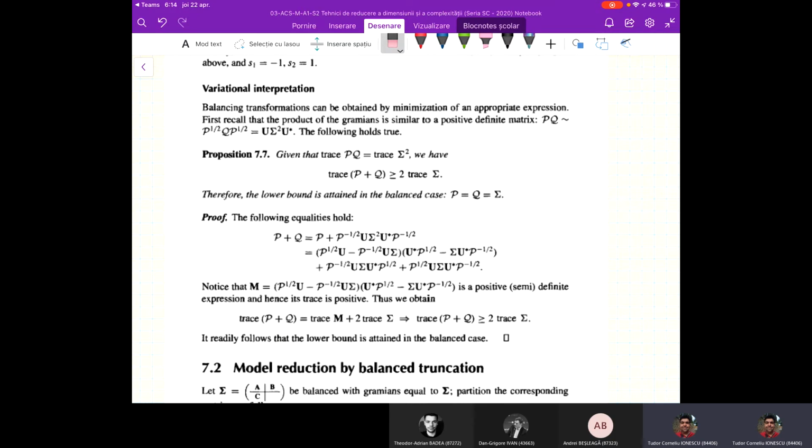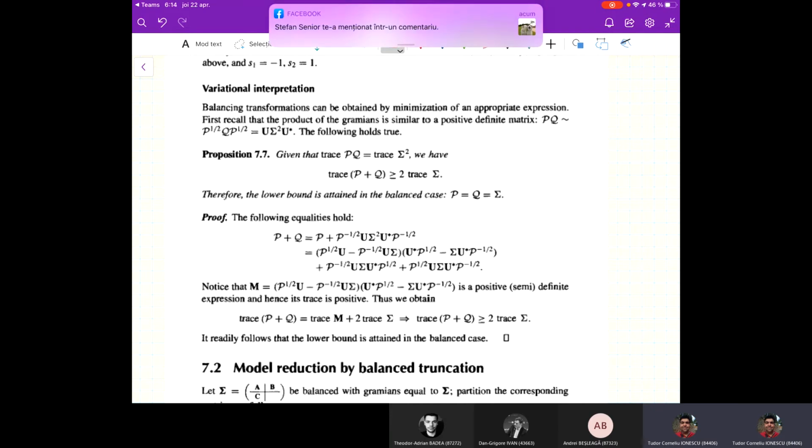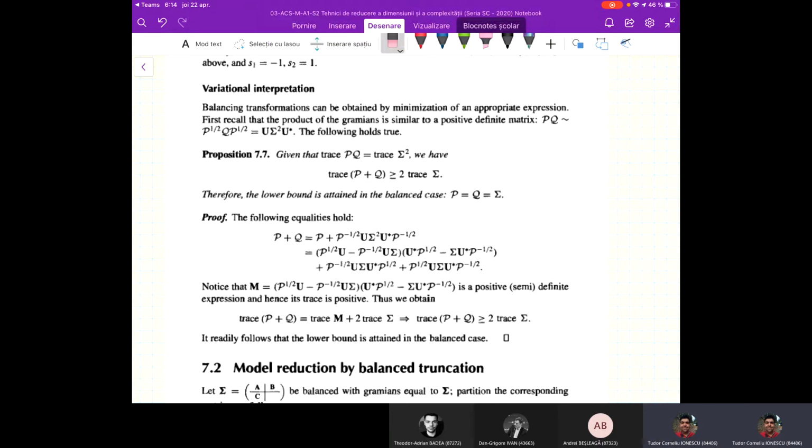Since the trace of the product PQ is the same as the trace of sigma squared in balanced form, then the trace of P plus Q is at least twice the trace of sigma. So the lower bound is attained in the balanced case, P equal Q equal sigma. Here the trace of PQ is trace of sigma squared. Why is that? Because the eigenvalues of PQ are not changed with the coordinates, they're invariant to coordinate transformations.